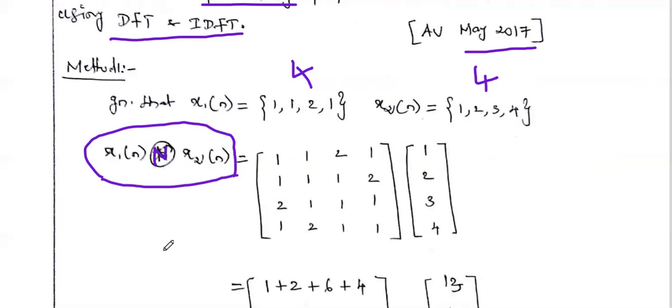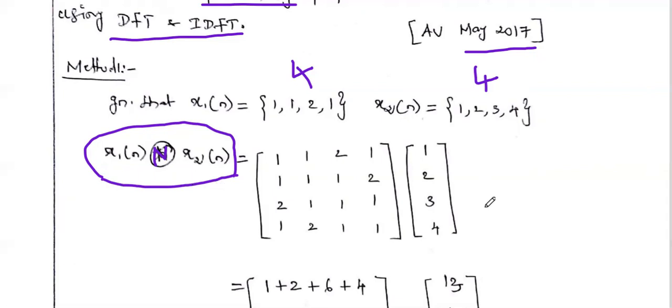So the linear convolution is different, circular convolution is different. Okay. So here x1 of n circular convolution with x2 of n we are going to perform. We already solved so many problems in circular convolution using the graphical method as well as the matrix multiplication method. If you want to know more about circular convolution problems, I will give the link in the description box, and you can check the code also.